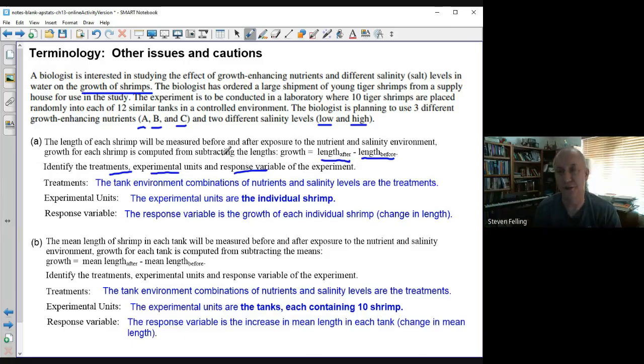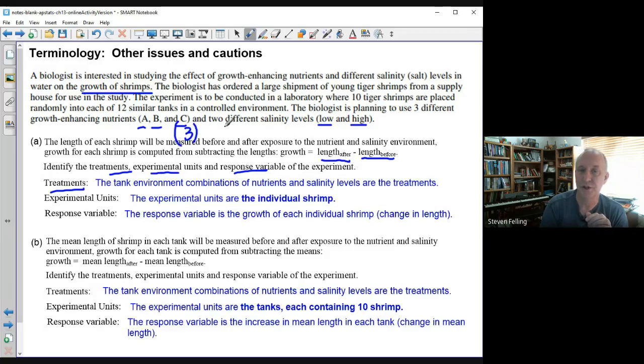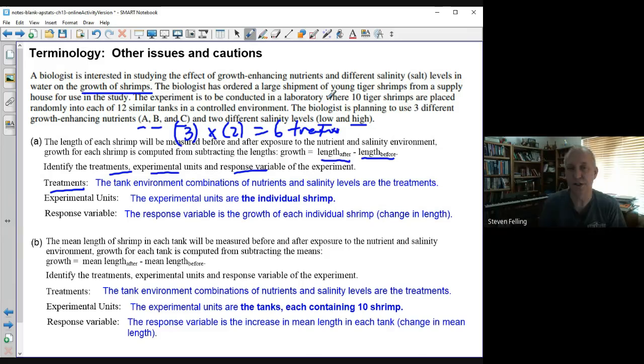So the correct answer that year was that the treatments were the tank environments, which contain combinations of the nutrients and salinity levels, right? There were 3 different nutrients and 2 different salinity levels. So there's a total of 6 different treatments. And so they prepared 6 different tanks. Actually, there were a total of 12 tanks. So that meant that 2 tanks were given each of these 6 treatments. So 2 tanks were given A with low, 2 tanks were given A with high, and so on, right? So the treatments are the tank environments.